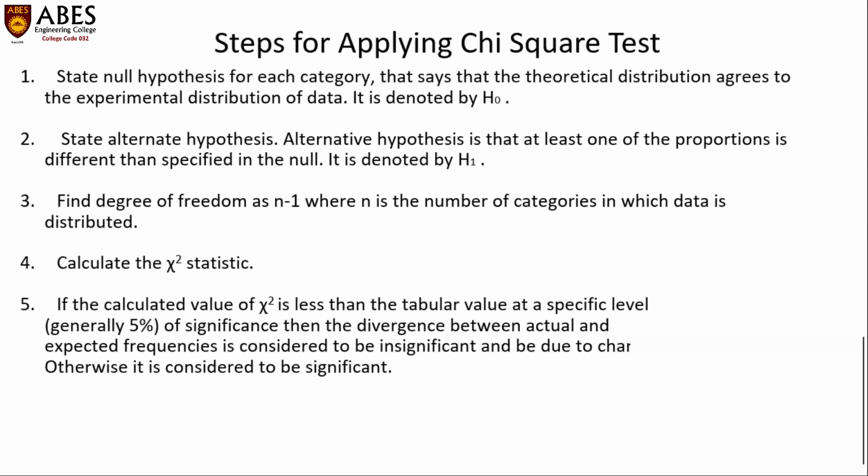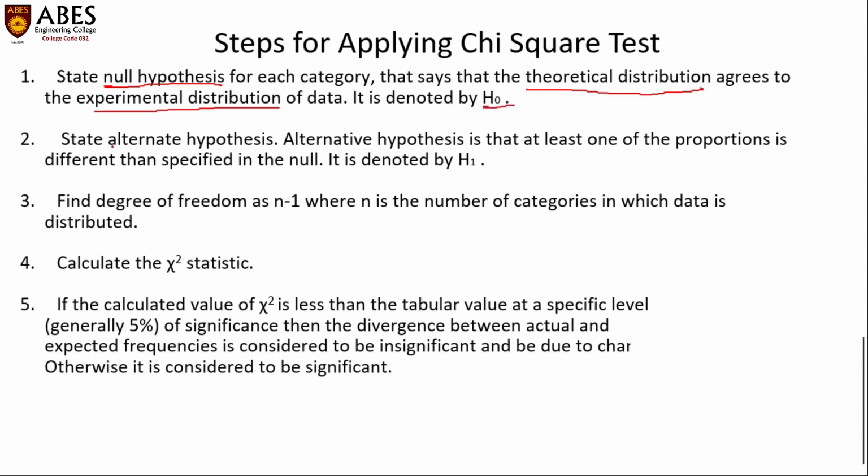Next, we come towards the most important part, that is, the steps that are involved in applying chi-square test. For applying chi-square test, first we need to declare the null hypothesis. Null hypothesis is the statement that says that the theoretical distribution agrees with the experimental distribution of data. That is, the difference between theoretical distribution and experimental distribution of data is insignificant. It is denoted by H0.